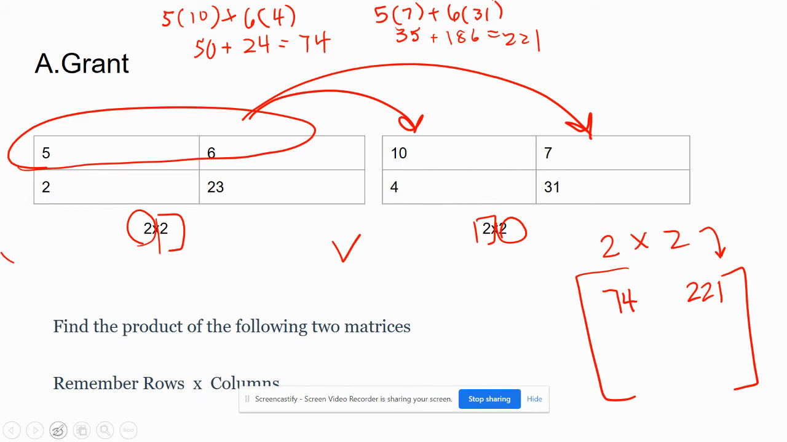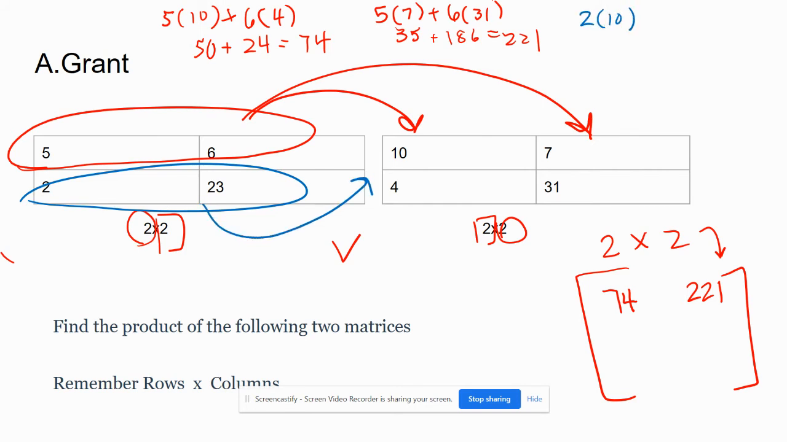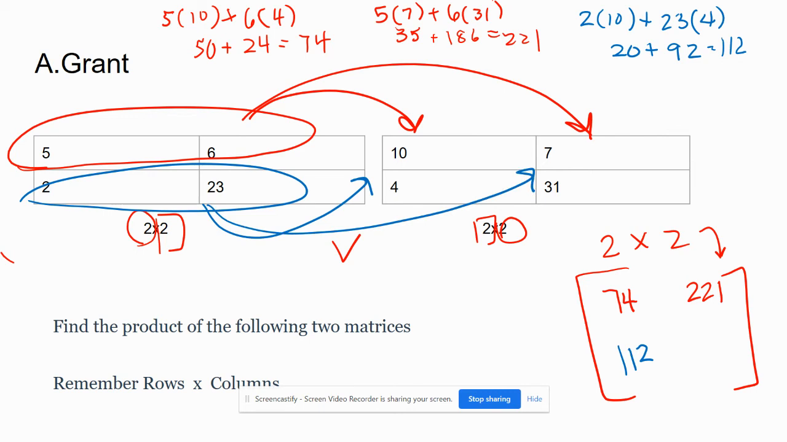Then we're going to do it again, but with the bottom row. So we're going to go to the first column. So 2 times 10 plus 23 times 4. So that's 20 plus 92, which is going to give us 112. And that's the second row, first column. So 112.